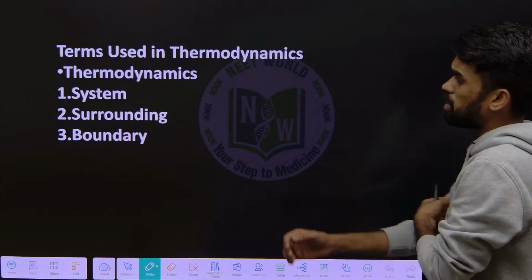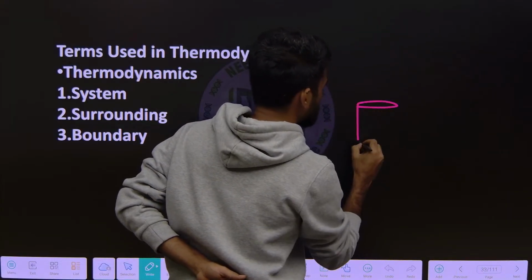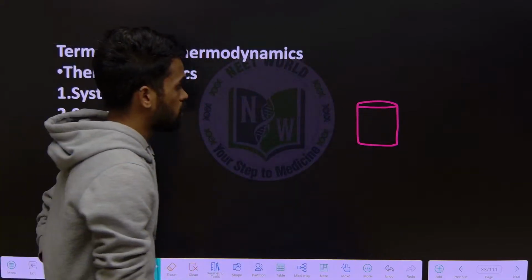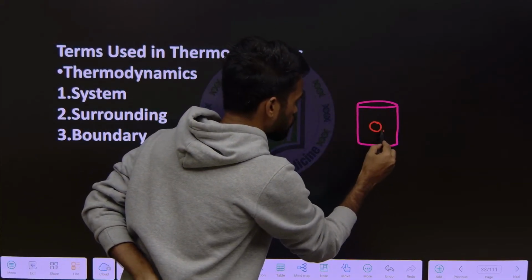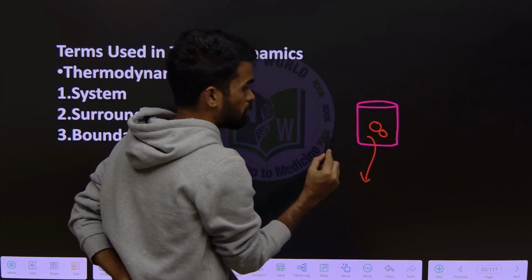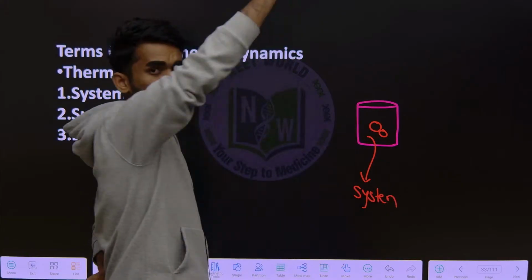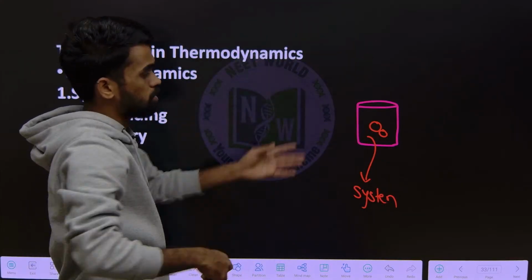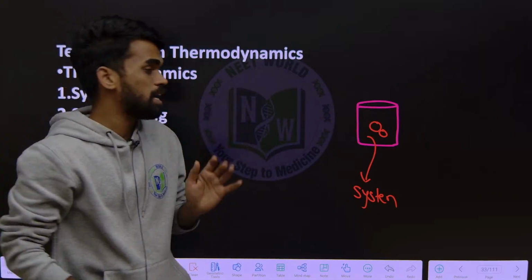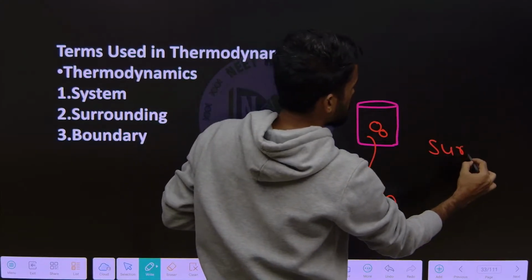So first, what are the basic terms here? We are doing a chemical reaction. Let us consider this is a container in which we are doing the chemical reaction. The one we are using for doing the chemical reaction can be considered the system. The remaining portion around the system, whatever else is there, is considered the surroundings.